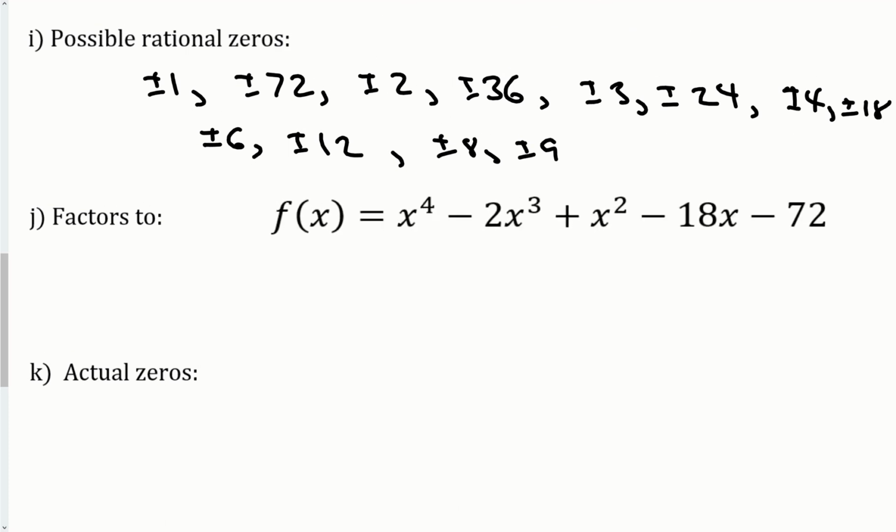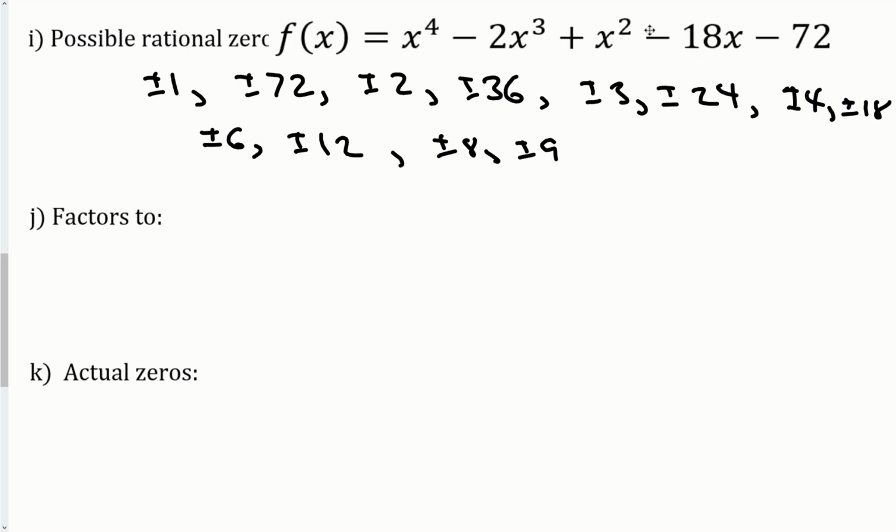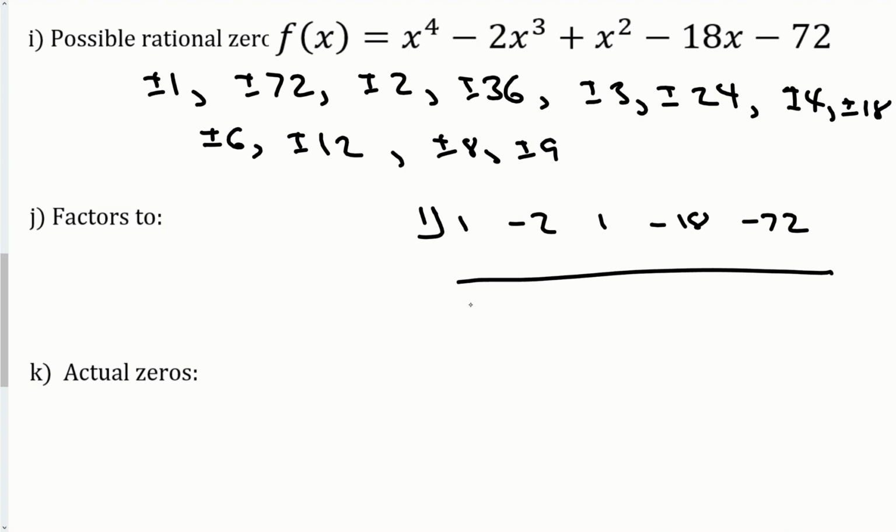Okay, so let's try this out and let's see if we can get our actual factors. Again, I'm going to start at the obvious place, 1. And I need to get this down to x squared in order to be able to factor it. So that's 1, negative 2, 1, negative 18, and negative 72. Let's hope for the best. Multiply, add. 0. No, that's not going to work, right? Because negative 18 doesn't cancel.